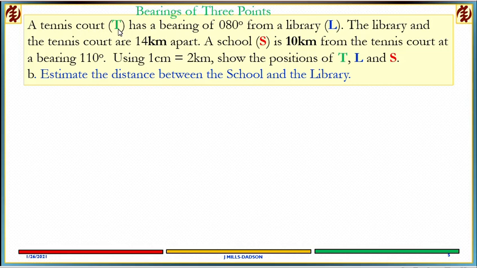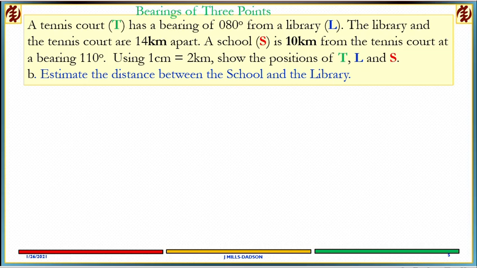A tennis court T has a bearing of 080 degrees from a library. The library and the tennis court are 14 kilometers apart. A school is 10 kilometers from the tennis court at a bearing of 110 degrees. Using 1 cm equals 2 kilometers, show the position of the tennis court, the library, and the school.